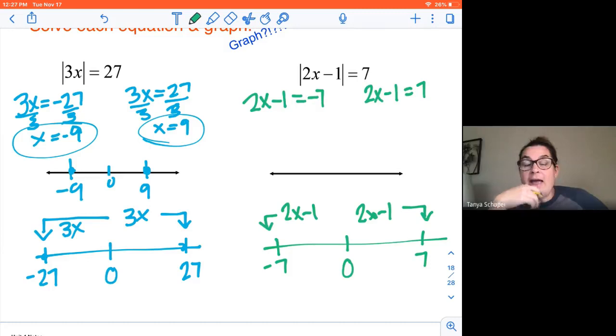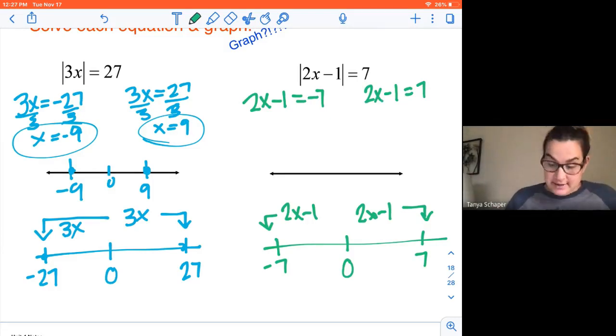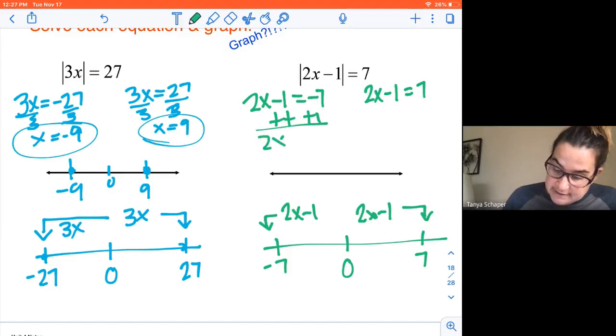And now teachers really like absolute value equations because we like deals. I kind of call this a 2-for-1, right? I get you to solve two equations in one problem. It's a 2-for-1. I like it. So now we go through and we solve these two equations. So I'm going to add 1 to both sides. So 2x is -6. I'm going to divide by 2. So x equals -3.